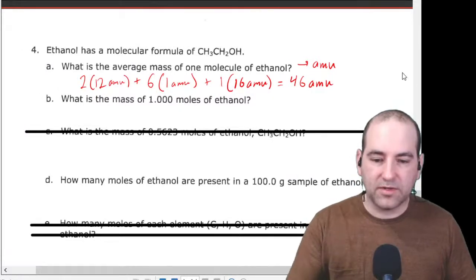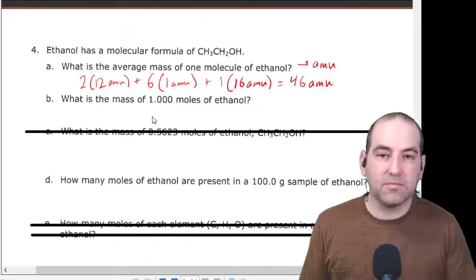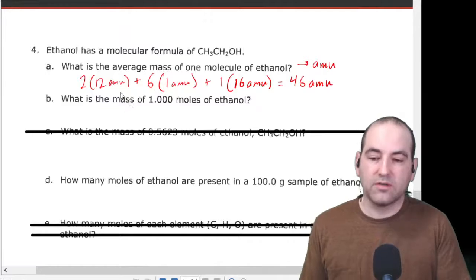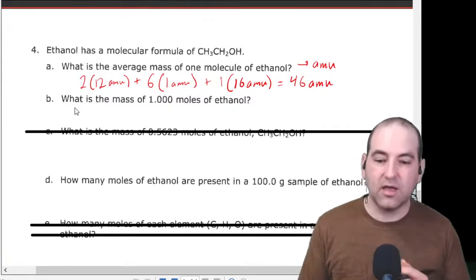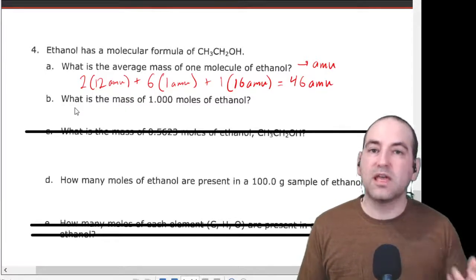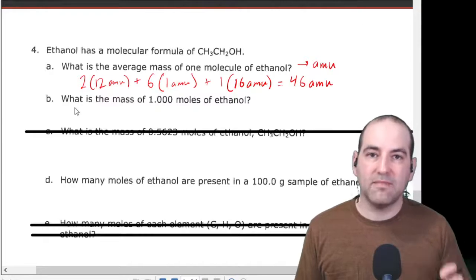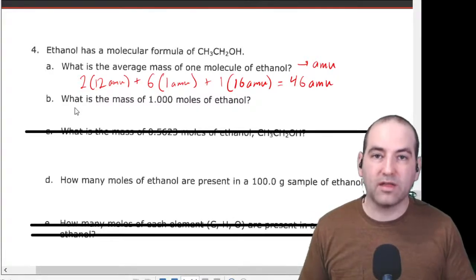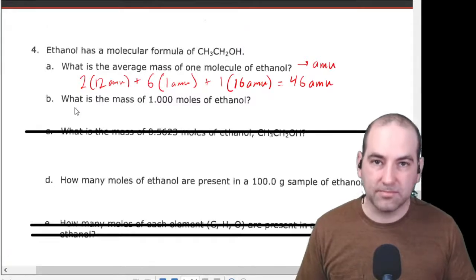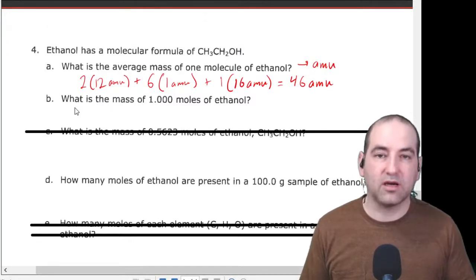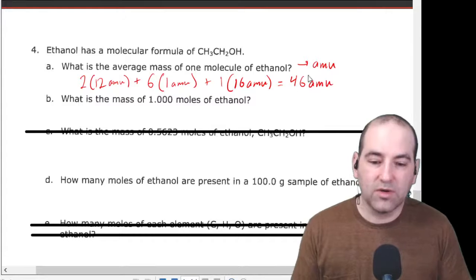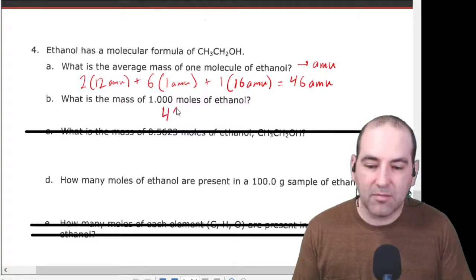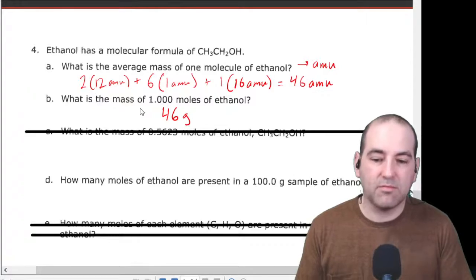All right, so now that we've done that, it actually makes part B pretty easy as well. Because remember that what we learned in this activity is that you can use the same numbers for the mass of a molecule in AMU and the mass of a mole of that molecule in grams. That's how that mole number was calculated. That's what it's for. So if we know the mass of a single molecule in AMU, it is the same for the mass of the moles.